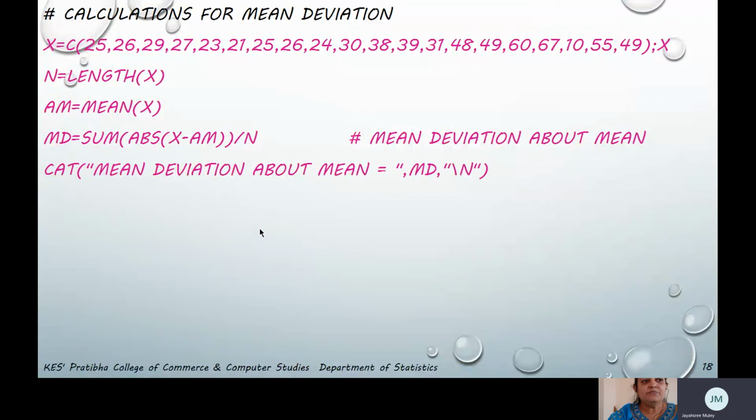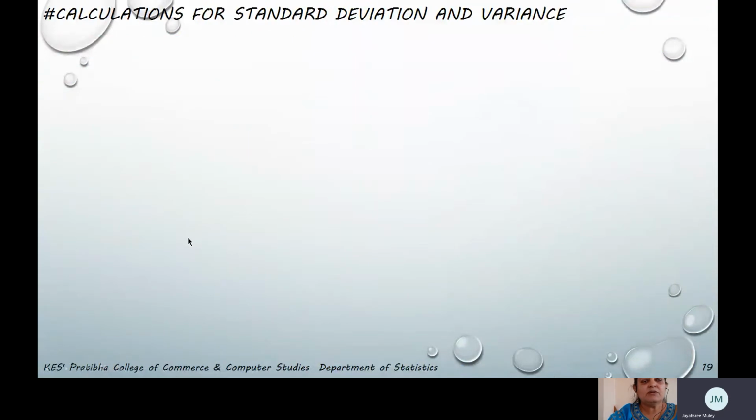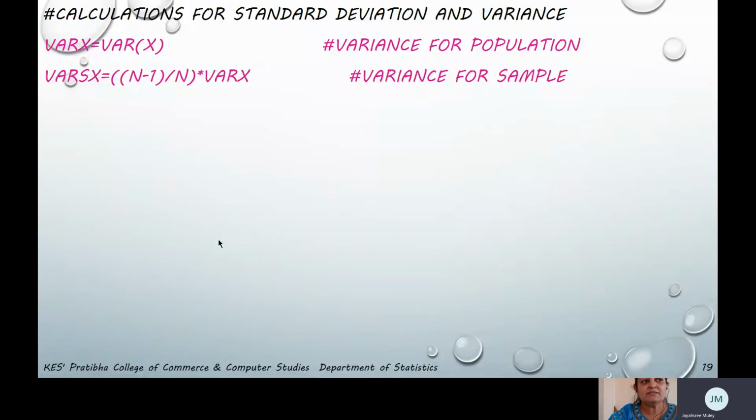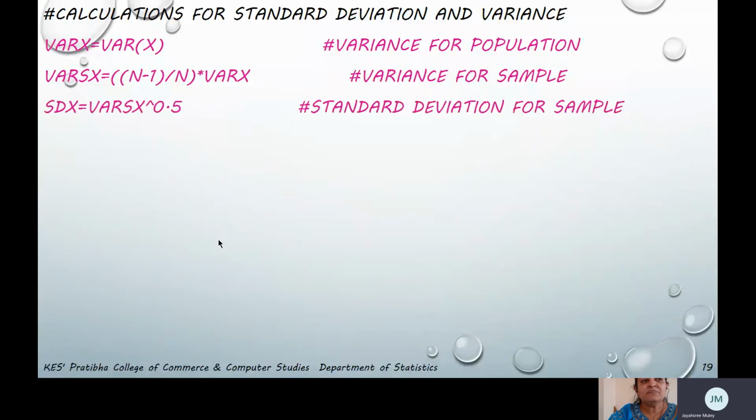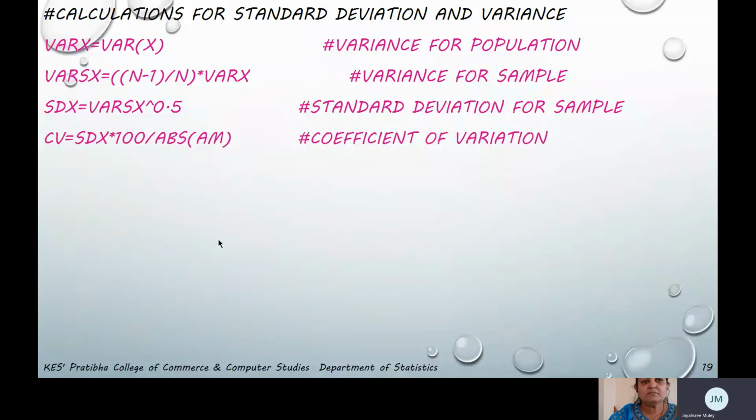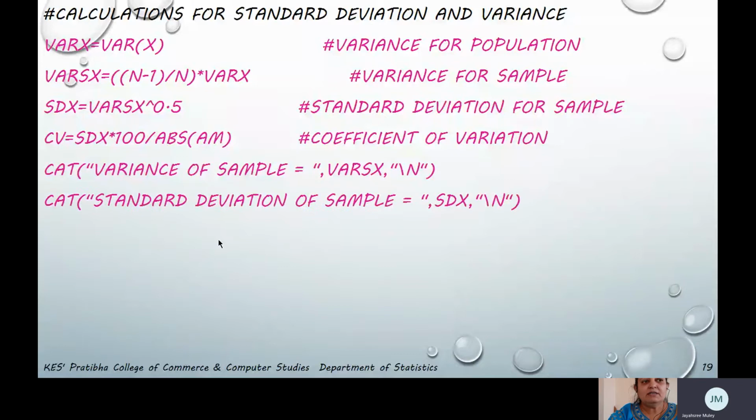After this, we have to see the output for the calculations for the deviation and variance. So for variance, we have to use the command var of x. Then from this, we will calculate the sample variance by the formula n minus 1 upon n into population variance. Then we take the square root of the var of x to find the standard deviation of the sample. Then we calculate the coefficient of variation by the formula CV is equal to SDX into 100 divided by ABS, the absolute value of the arithmetic mean, and then we will print all these observations.